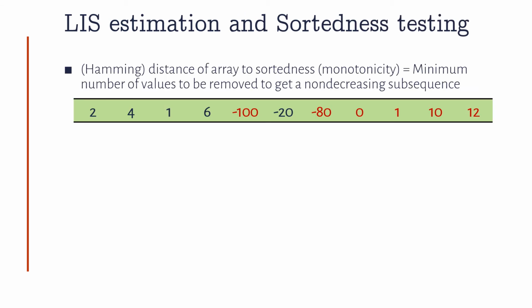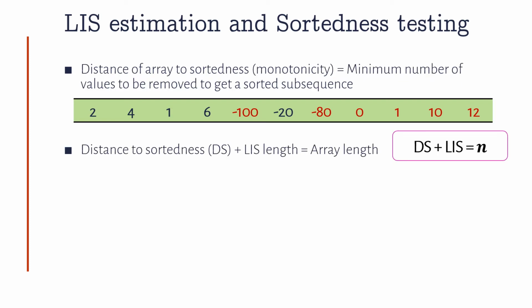The problem of LIS estimation is intimately connected to the problem of sortedness testing. The Hamming distance of an array to sortedness or monotonicity is the minimum number of values that need to be removed from the array to get a non-decreasing subsequence. Abbreviating distance to sortedness as ds, we get that ds plus LIS is equal to n, which denotes the array length.